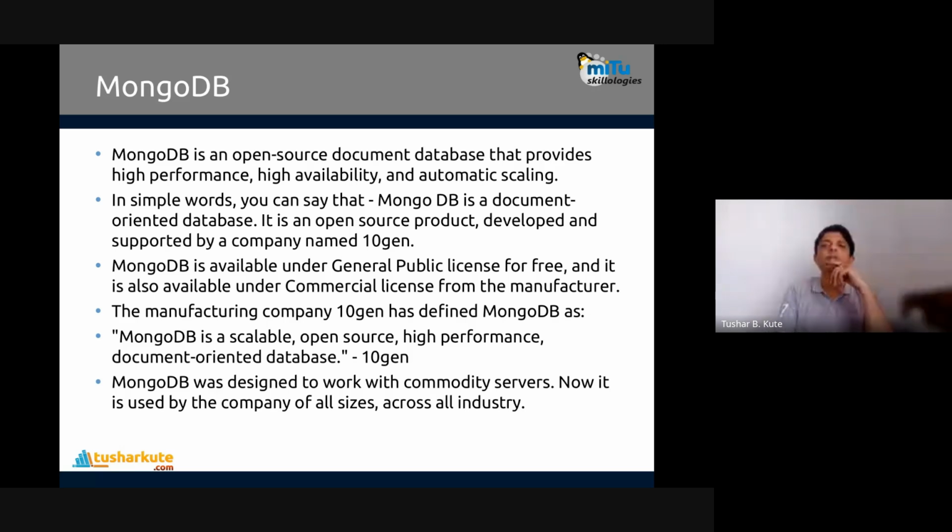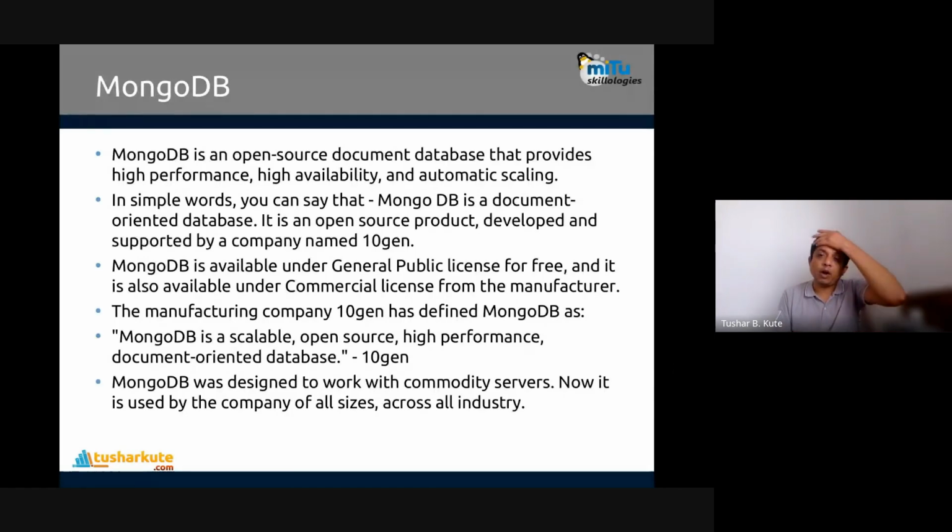So MongoDB is an open source document database that provides high performance, high availability and automatic scaling. As you learned about NoSQL, there we also explained the meaning of high performance, availability and automatic scaling. They are the common features of NoSQL databases, that's why they are available for MongoDB also.